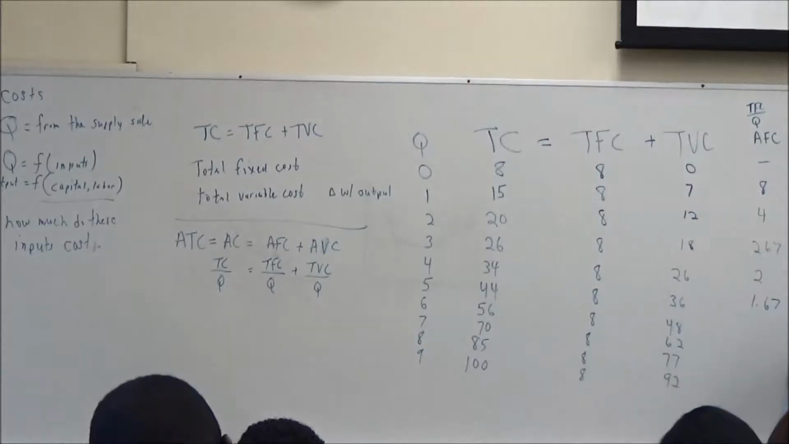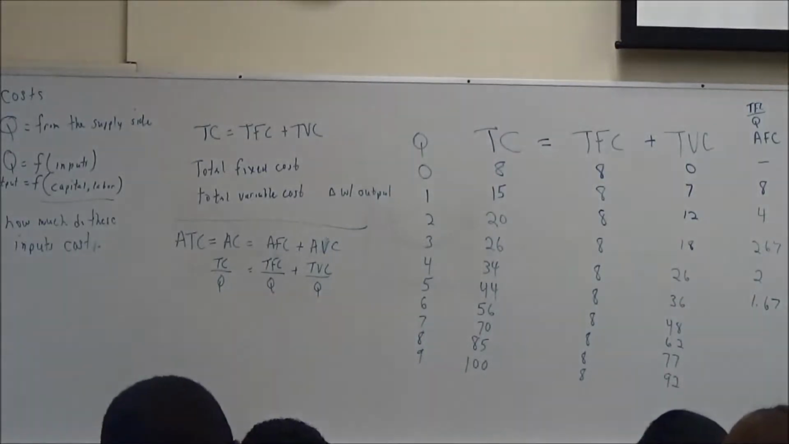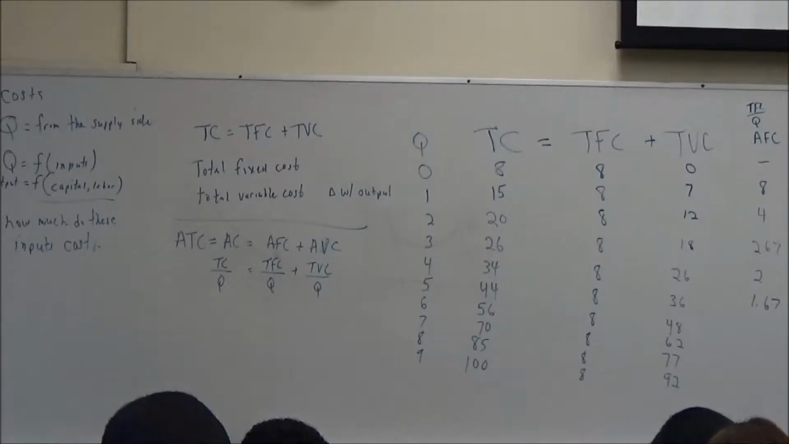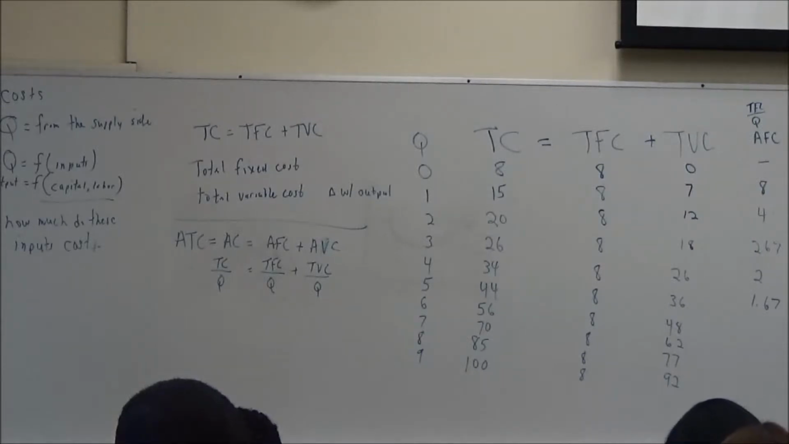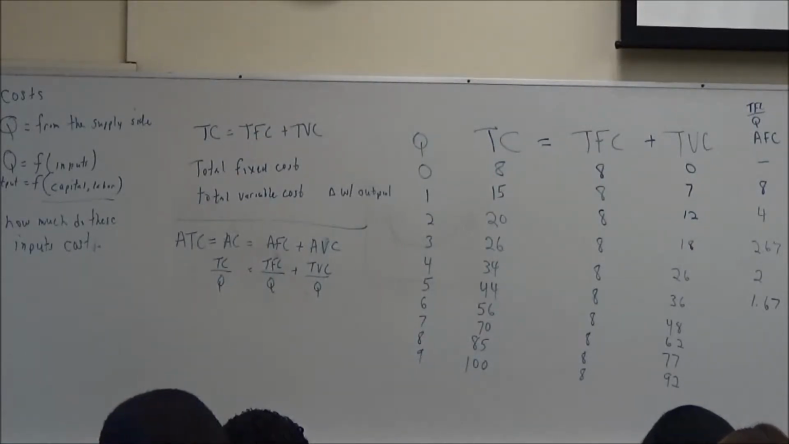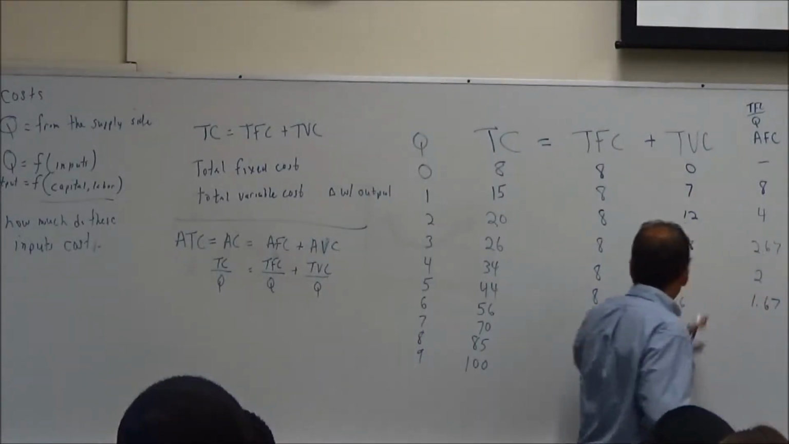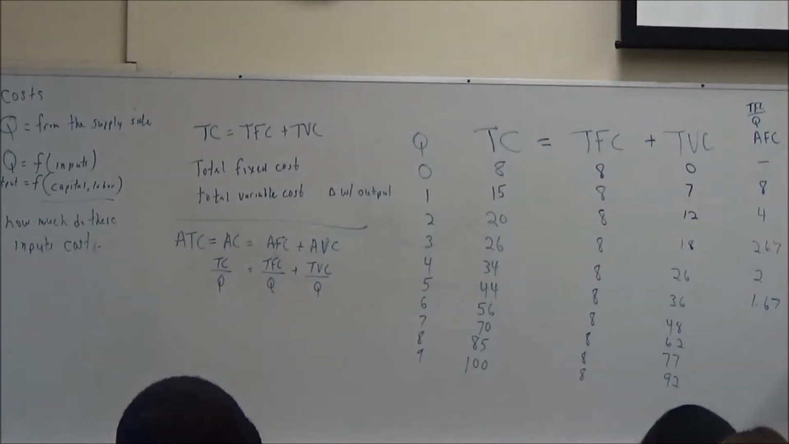So we start with 0, and then I'm just going to plot them. At a quantity of 1 we have 7, and a quantity of 2 we have 12, and a quantity of 3 we have 18, and it kind of just looks like this, right? And then it kind of goes like that. That's what the total variable cost line looks like. It just keeps going up, and it goes up at a faster and faster rate. It starts off going up slowly, and then it just takes off.